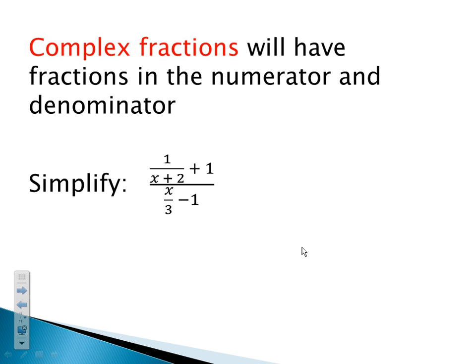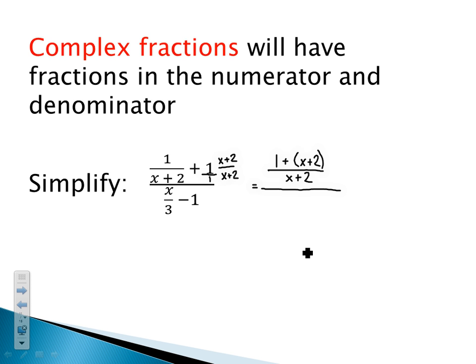Okay, so on top, you have a 1 over x plus 2 and technically a 1 over 1, and you need to add them together. So my second number, my 1 over 1, I need to have x plus 2 for a denominator, so I have to multiply that whole thing by x plus 2 over x plus 2. So my top is going to be a 1 plus 1 times x plus 2, and that will all be over x plus 2.